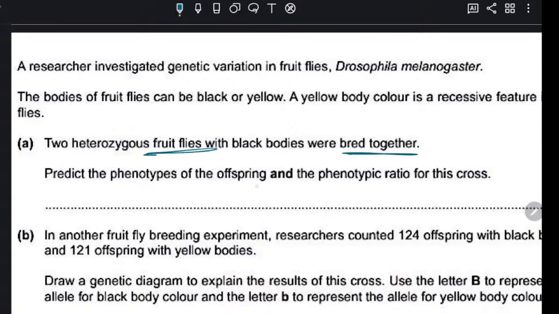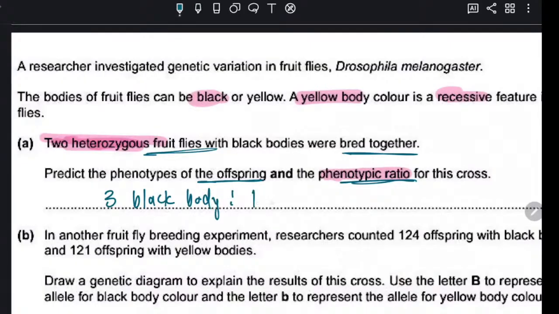Bred together. Predict the phenotypes of the offspring and the phenotypic ratio. So listen, we want the phenotypic ratio. The phenotypic ratio of heterozygous, we know it's 3:1. The phenotypic ratio of heterozygous fruit flies: one has a yellow body, which is recessive. Then black body is obviously dominant. So you are going to say 3 black body to 1 yellow body. That's the phenotypic ratio of these fruit flies. Are we together?